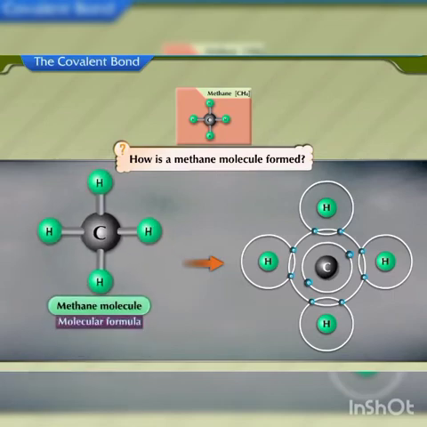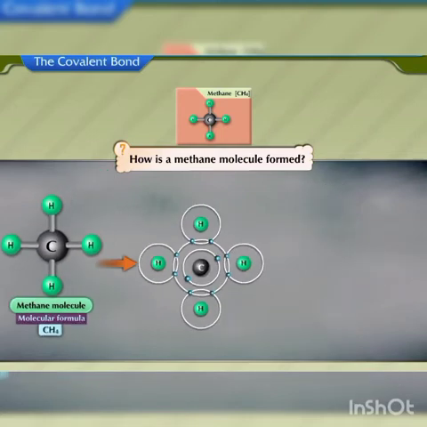The molecular formula of methane is CH4. Since only a single pair of electrons is shared between the carbon and each hydrogen atom, a methane molecule thus formed has 4 carbon-hydrogen single bonds.